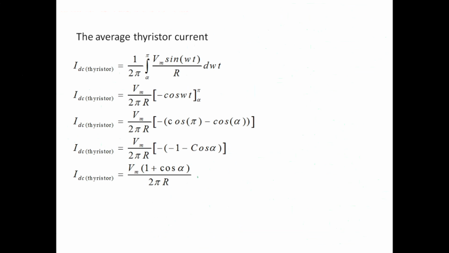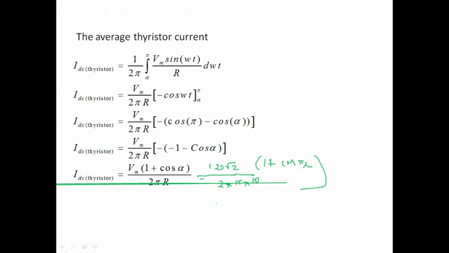We have shown here, see, 0 to pi we got this. So what is that? Let me recall. I can call this Vm by 2 pi R, 120 root 2 by 2 pi into 10, which we already did, into 1 plus cos pi by 2. So this value we got is something like 2.7 amps. Please read Rashid. He has solved this problem, please go through it.